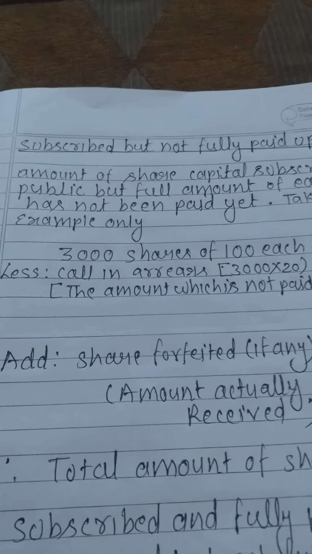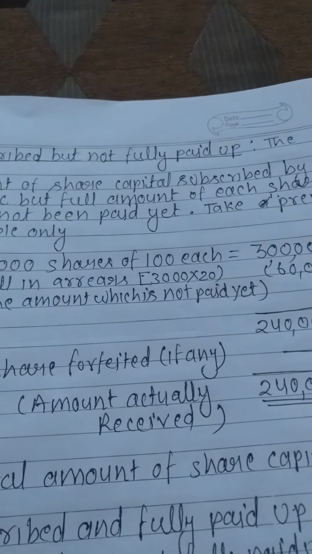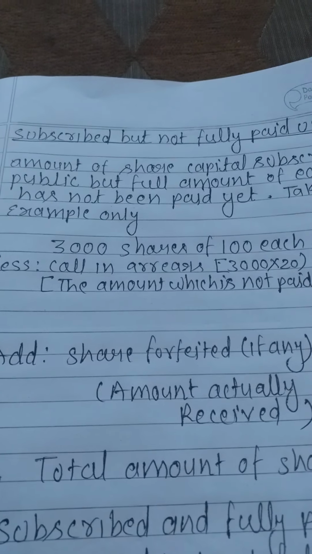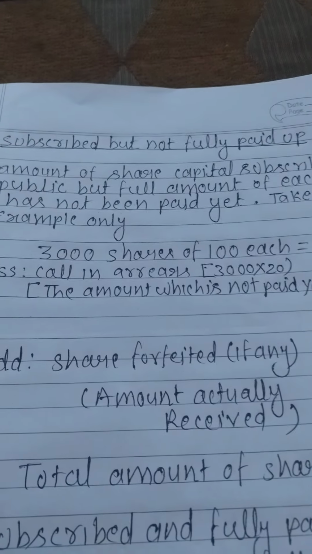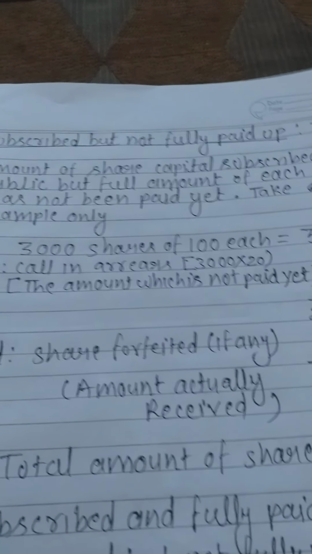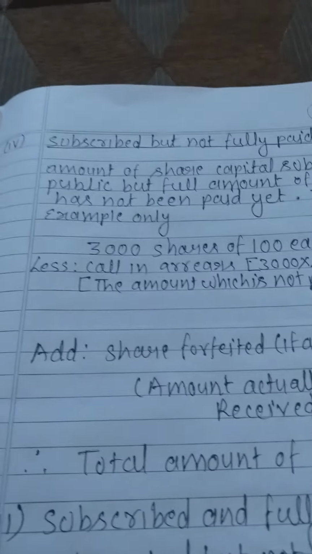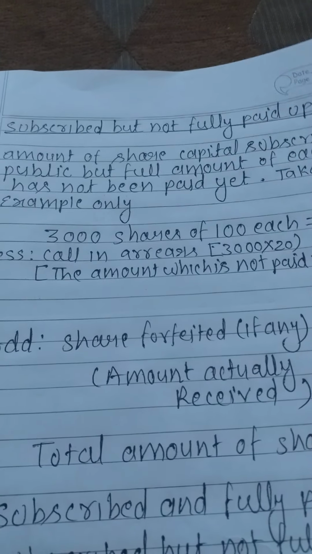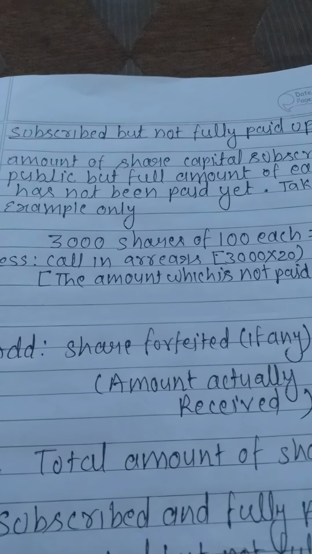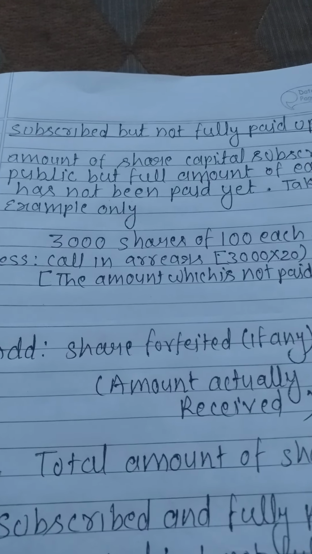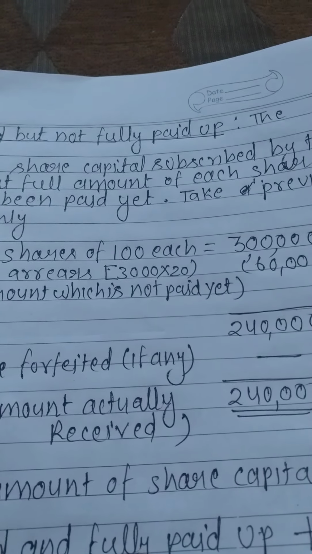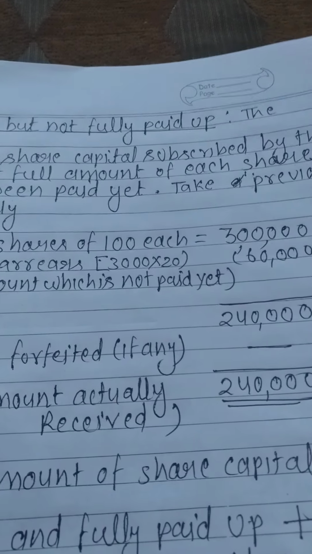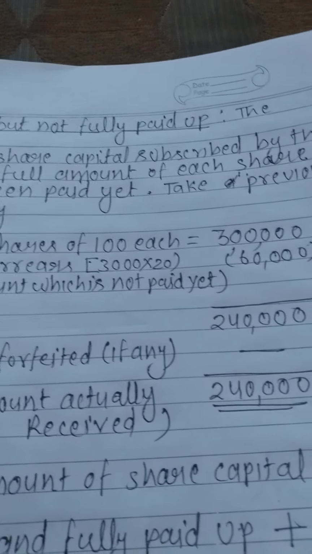Now see the example. 3,000 shares of rupees 100 each, which is equal to 3 lakh. First of all, you have to write the full amount. I am repeating, 3,000 shares of rupees 100 each, that is equal to 3 lakh. Now you have to reduce the amount which is not paid by the shareholders. We call it call in arrears. That is 3,000 shares and 20 rupees is not paid on these shares. So that is equal to 60,000.